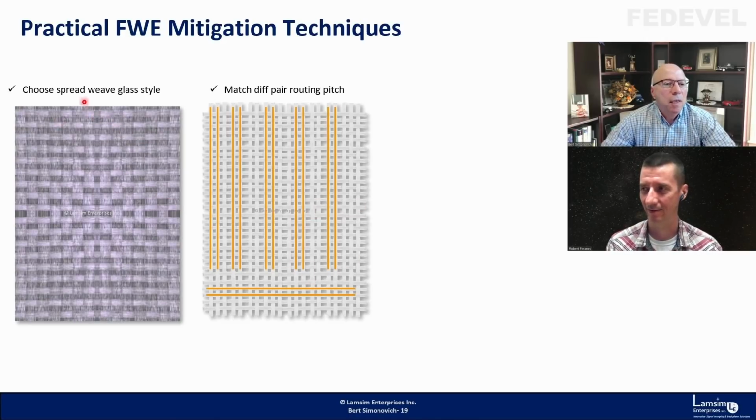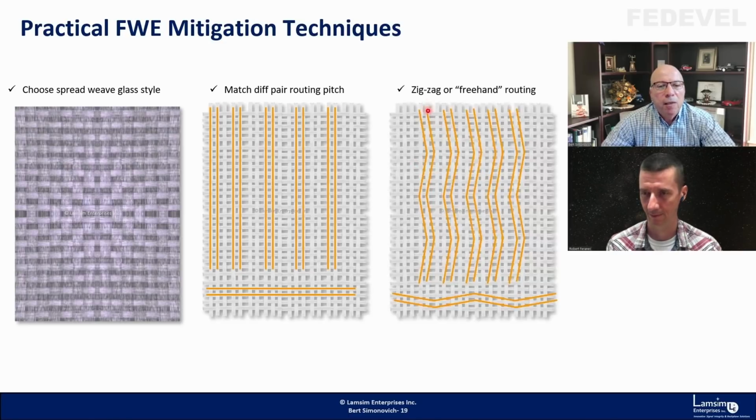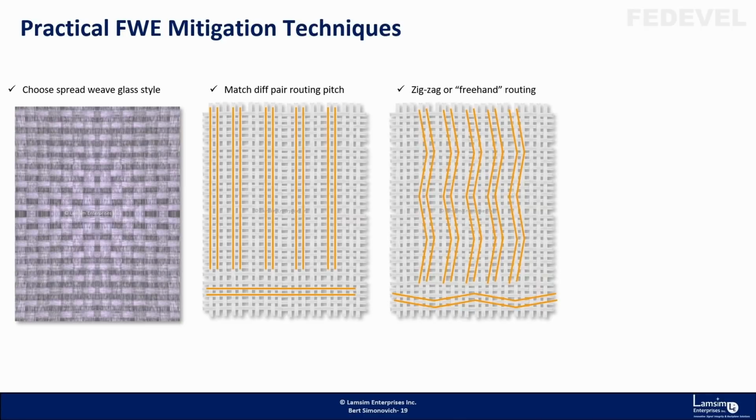Interesting. So certainly spread weave, if you can do it, is going to help. Matching the diff pair routing pitch, even if you have spread weave glass, will help, because each spread weave has a different pattern depending on the style. So that's one way of doing it. And then the other thing is what they call zigzag routing. Generally they do this about 7 to 10 degrees over certain lengths. Those are techniques that people do.